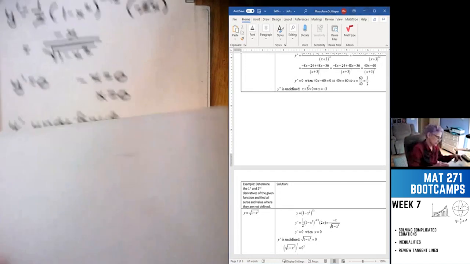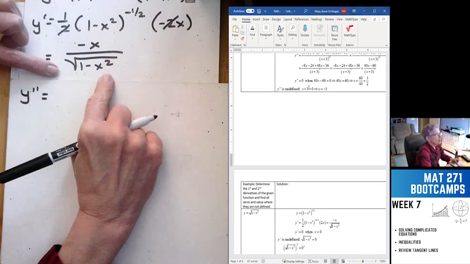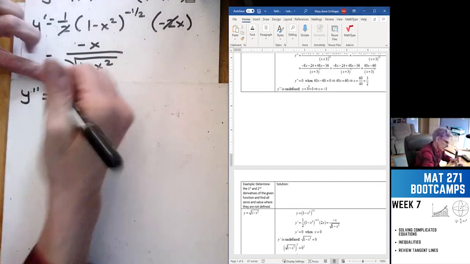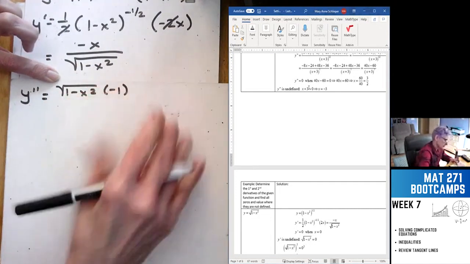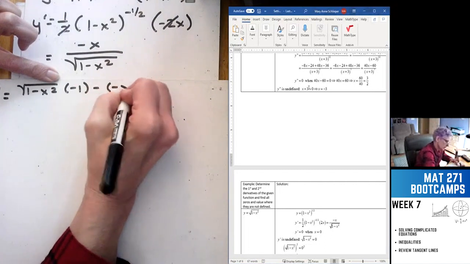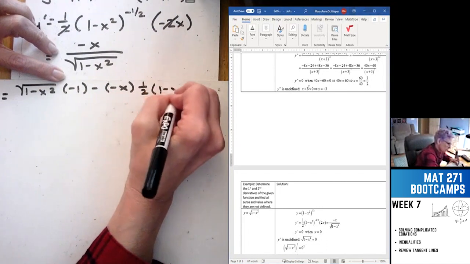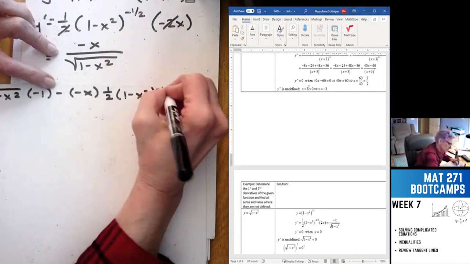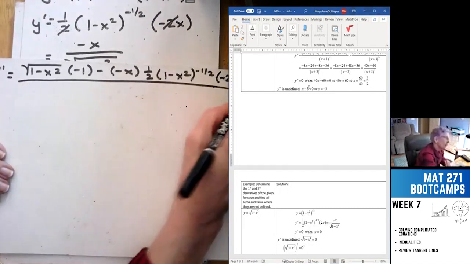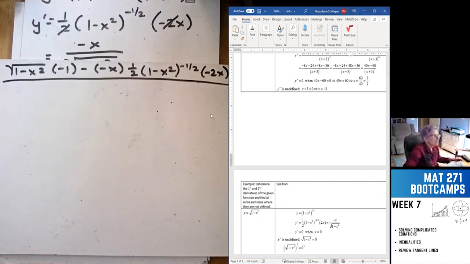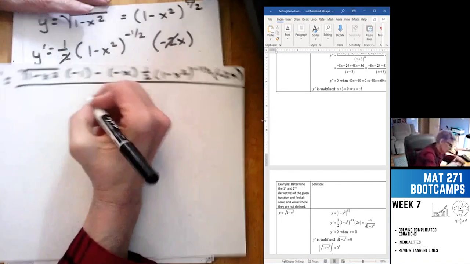Let's look at the second derivative. And now we're back to low, high, low, high. The quotient rule we'll try. So it's low, d high, less high, d low. So 1/2 of 1 minus x squared to the minus 1/2 times minus 2x. All of that over low times low.